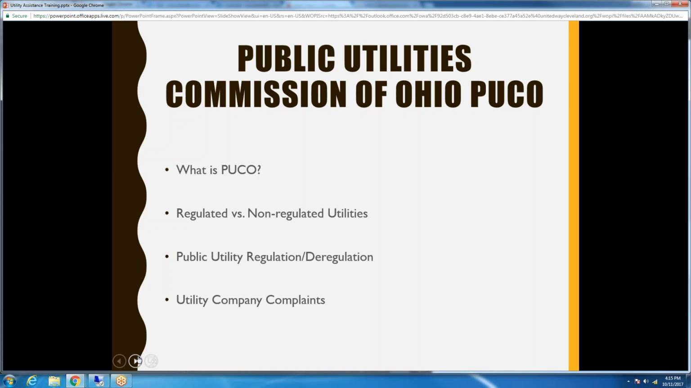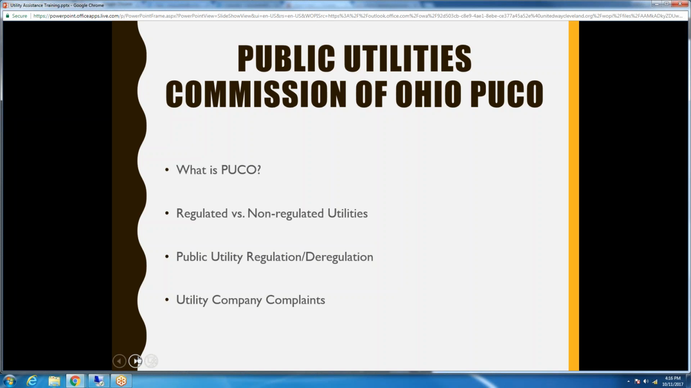And these unregulated utilities may include rural electric cooperatives, co-ops, as was brought up earlier, municipal and county utilities, public water and sewer districts, and private sellers of propane and heating oil. So hopefully that helps you guys understand the difference between regulated and non-regulated utilities.